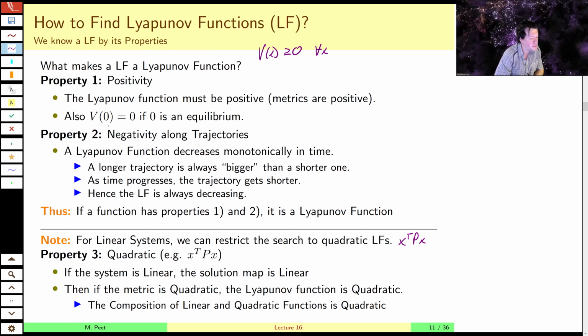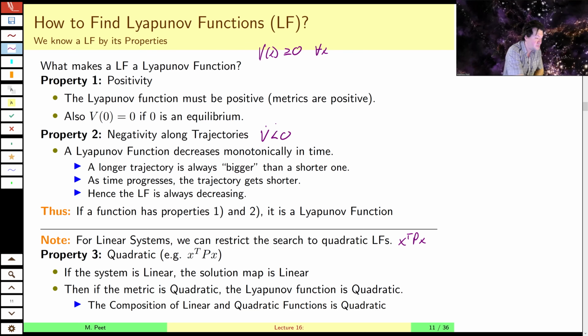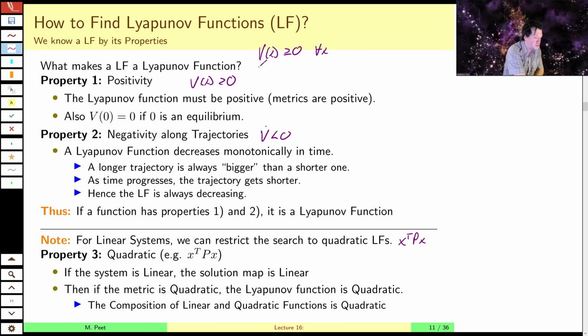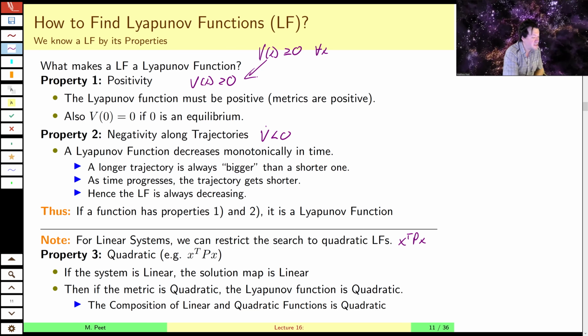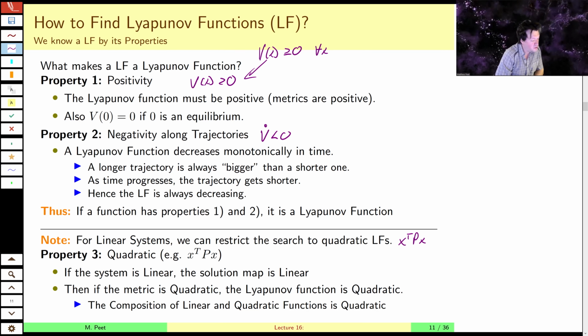So it has to be positive. And it has to be negative on the trajectory, so V dot has to be less than 0. V is greater than 0, and then V dot has to be negative. And where does that V dot negative come from?